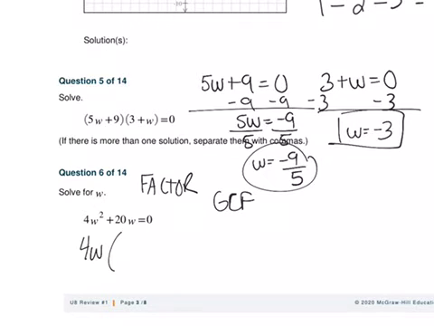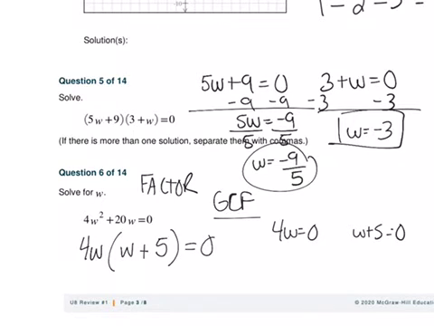And what I have left is a W plus, if I take out a 4 from 20, I have 5 left over, and then there's no more W's left. So right now you have 4W times W plus 5 is equal to 0. And your last and final step with all these to find a solution is to set each piece equal to 0. So 4W equals 0 and W plus 5 equals 0.